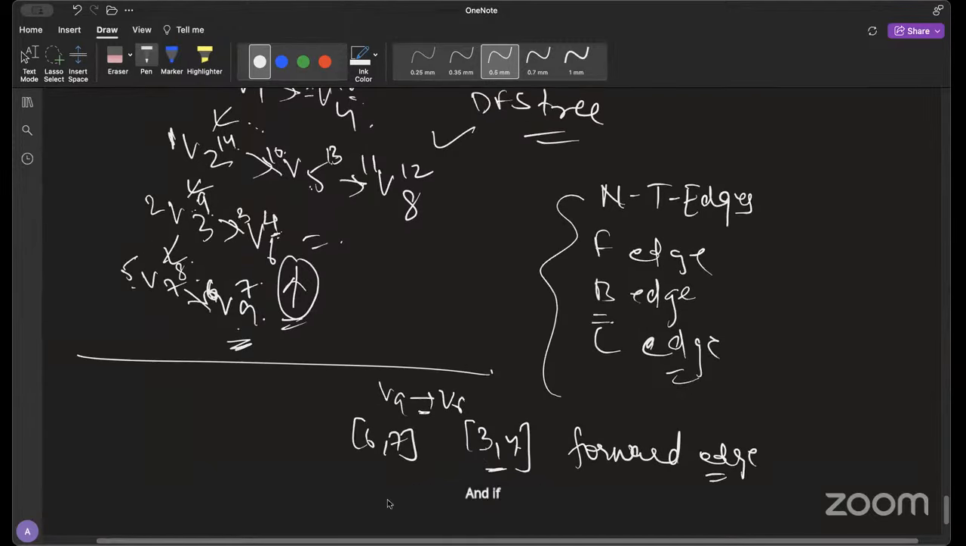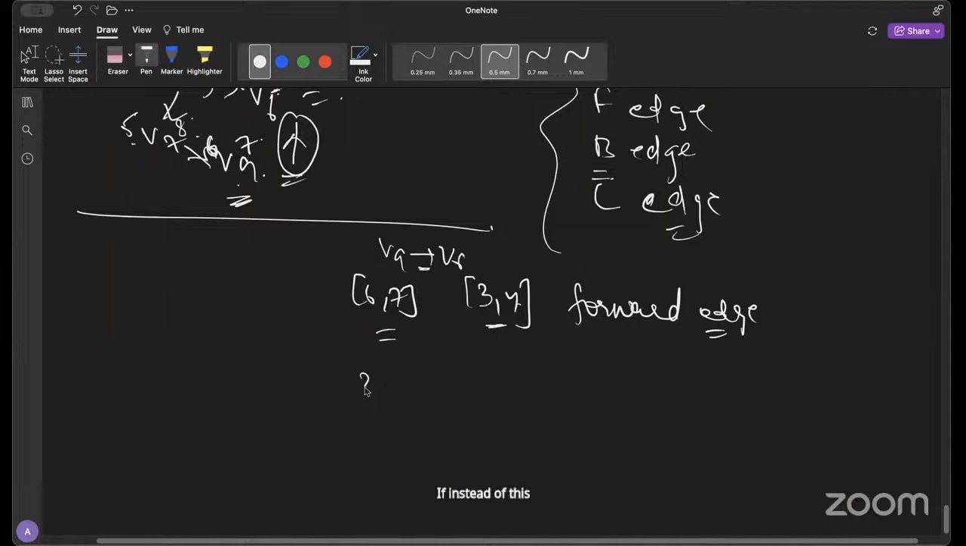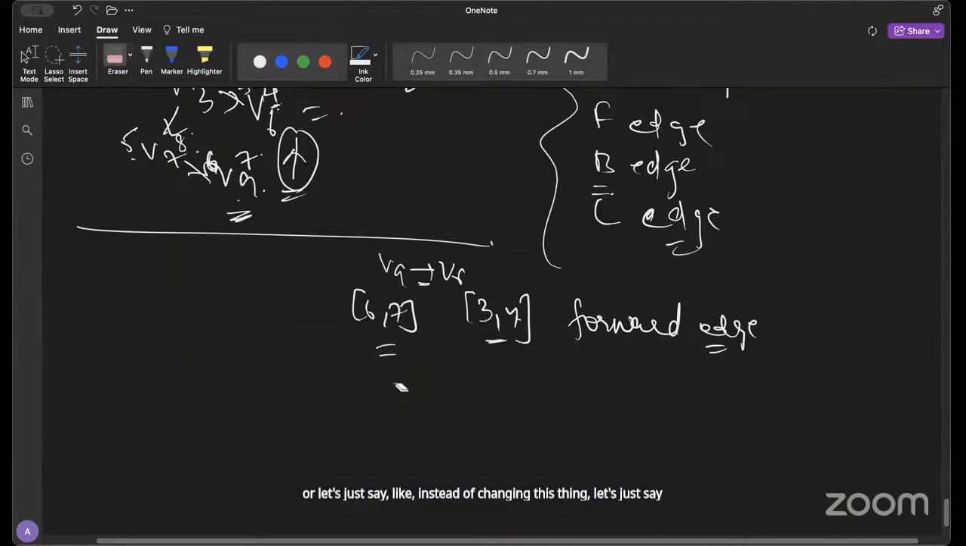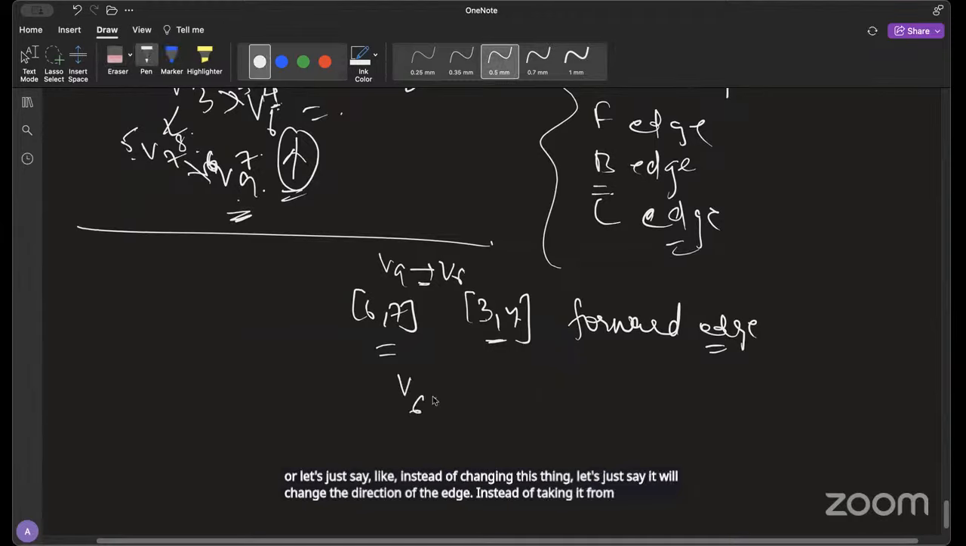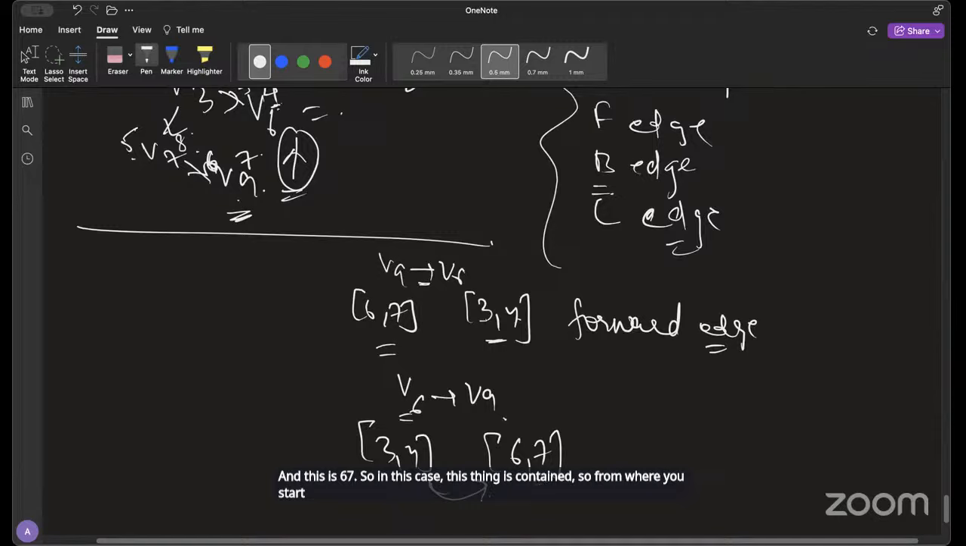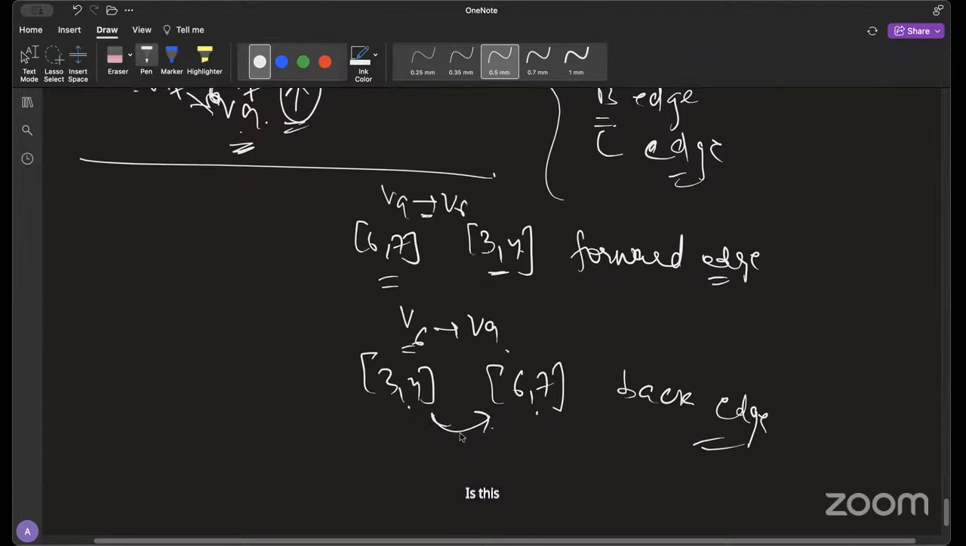And if you see the opposite of it, let's just say you change the direction of the edge, instead of taking it from V9 to V6, you take it from V6 to V9. If you have this thing, then V6 is 3 to 4, and this is 6 to 7. So in this case, the interval from where you start is contained in the interval where you end. So this is going to be a back edge. If this was an edge, this would be a back edge. Is this all right?